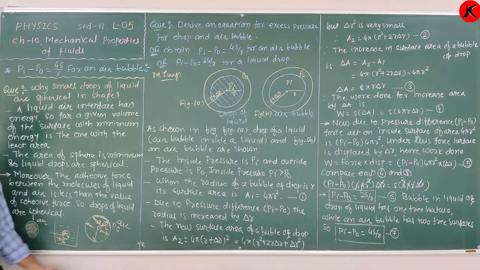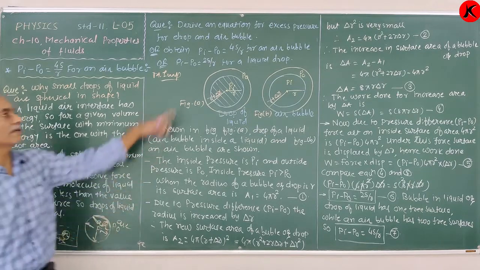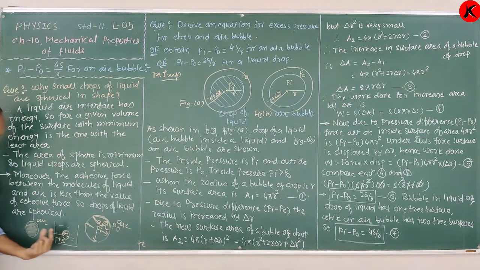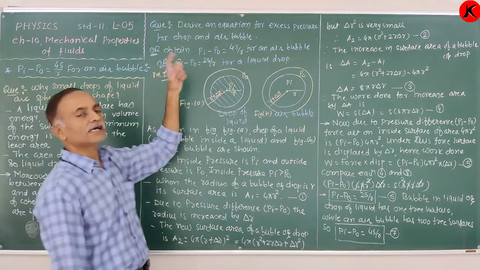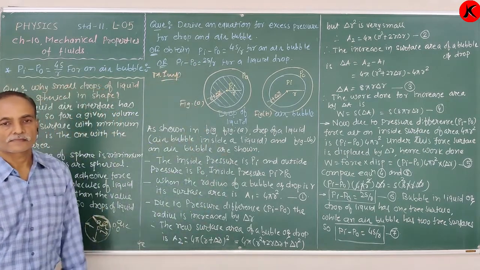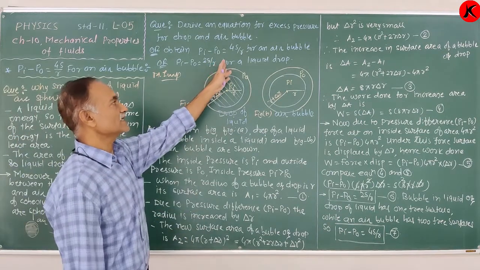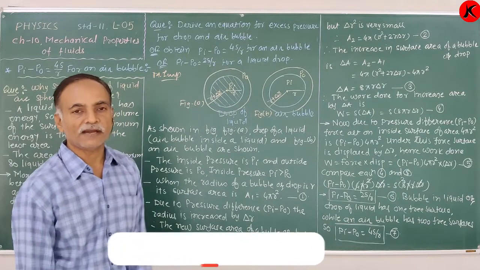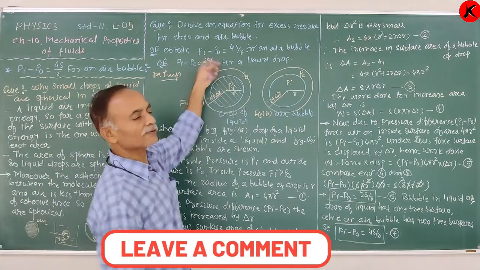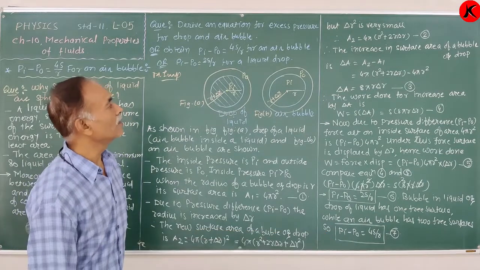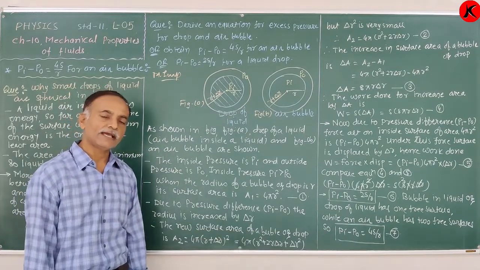Due to that reason, the pressure difference for an air bubble is equal to 4S upon R, while in the case of a drop of liquid or an air bubble formed inside the liquid it is 2S upon R. Clear this? Okay. Now we are interested to obtain the relation Pi minus Pu is equal to 2S upon R for the drop, and Pi minus Pu is equal to 4S upon R for an air bubble.